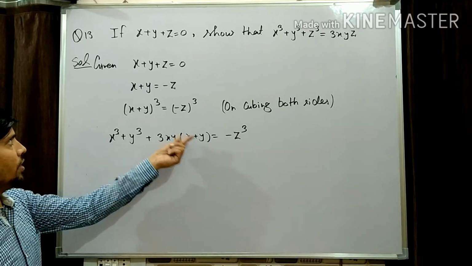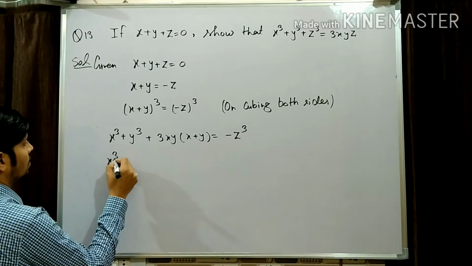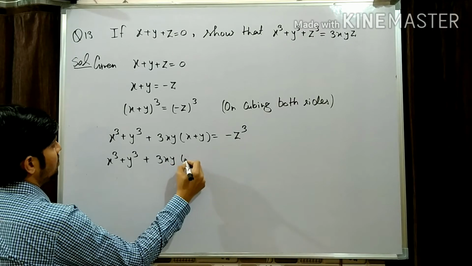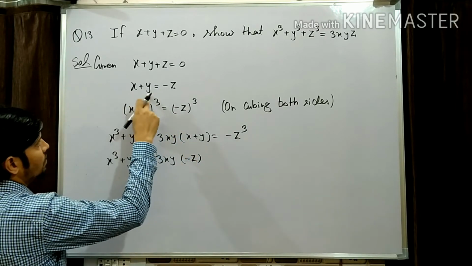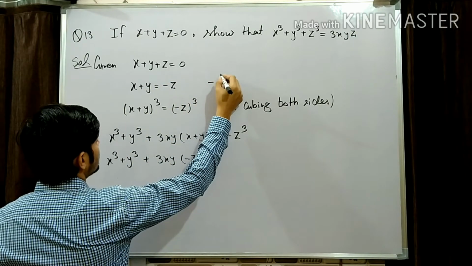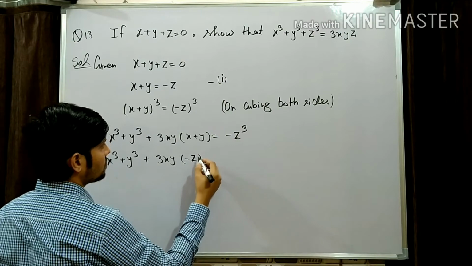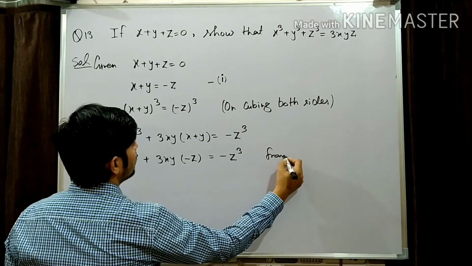x plus y we already know. What is x plus y? This is minus z. In place of this x plus y in 3xy, we can write minus z, as from here we can say this is the first equation. So from 1 we can say this is minus z cube. You can write here from 1.